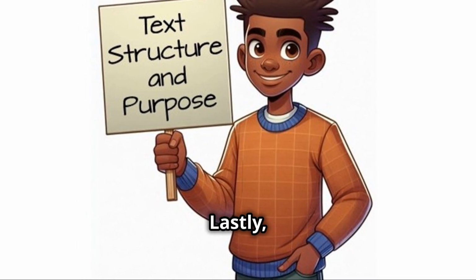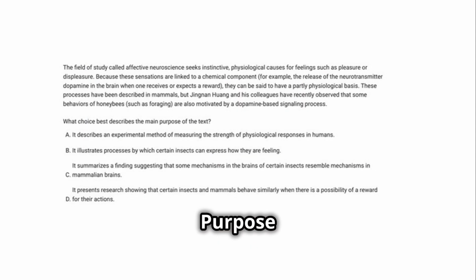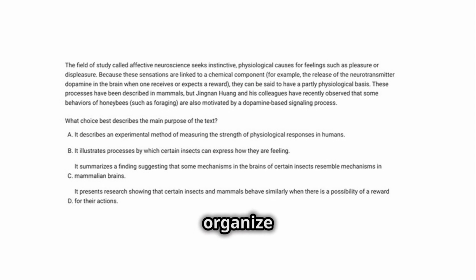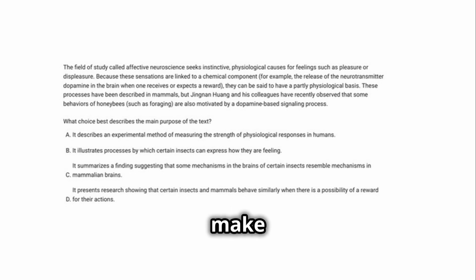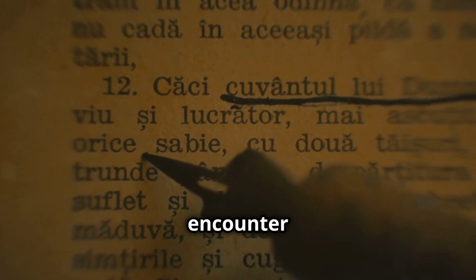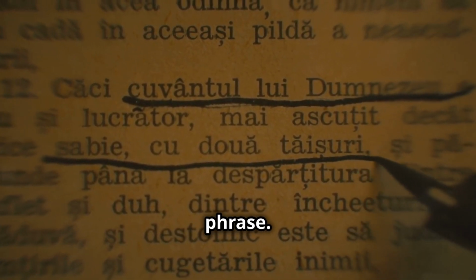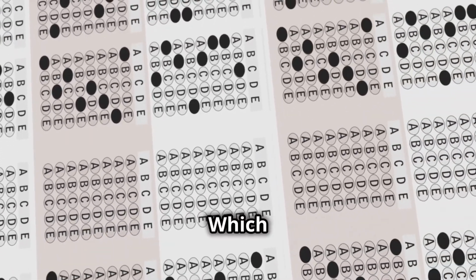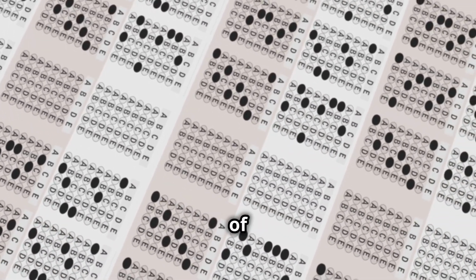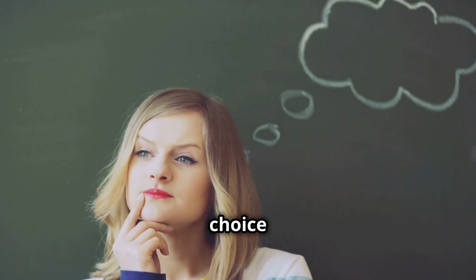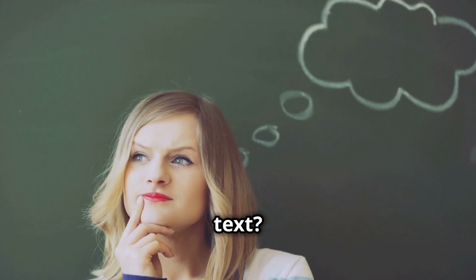And lastly, let's explore text structure and purpose questions. These questions are all about understanding how authors organize their ideas and why they make certain choices. You might encounter questions asking about the purpose of a specific sentence or phrase. For example, you might see, which choice best describes the function of the underlined question in the text as a whole? Or, what choice best describes the main purpose of the text?